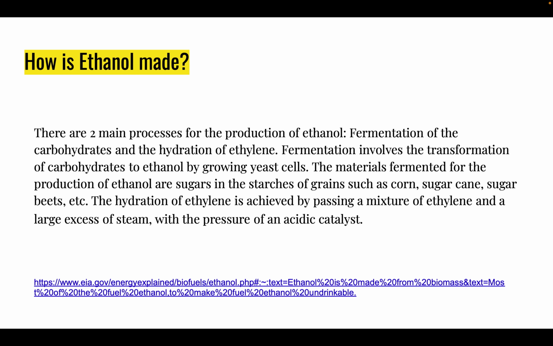How is ethanol made? There are two main processes for the production of ethanol: fermentation and hydration. Fermentation involves the transformation of carbs to ethanol by growing yeast, and the materials fermented are sugars and the starches of grains such as corn, sugar cane, and sugar beets. The hydration of ethylene is achieved by passing a mixture of ethylene and a large excess of steam over an acidic catalyst.